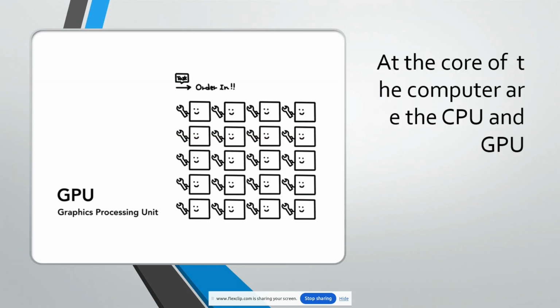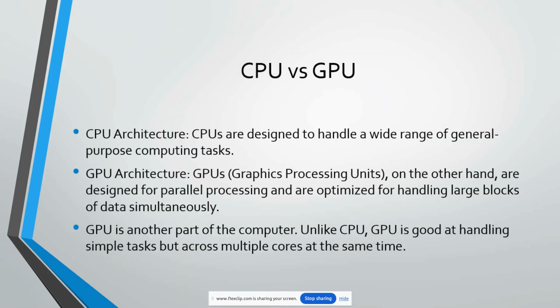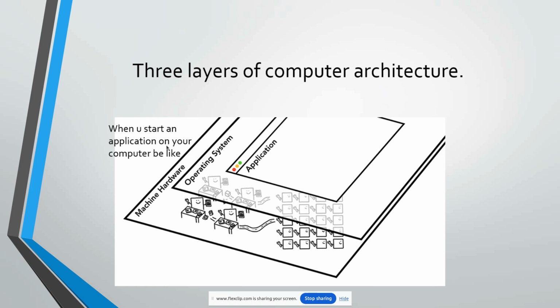So how about the GPU? The big difference between GPU and CPU is that the GPU is good at simple tasks, using multiple cores at the same time. The CPU isn't. The CPU is designed for a wide range of general-purpose computing tasks. For example, we have this PowerPoint and we have to draw this screen by pixels. This is a simple task with a lot of the same tasks, right? That's where the GPU comes in. So when you start an application, your computer uses both the CPU and the GPU.